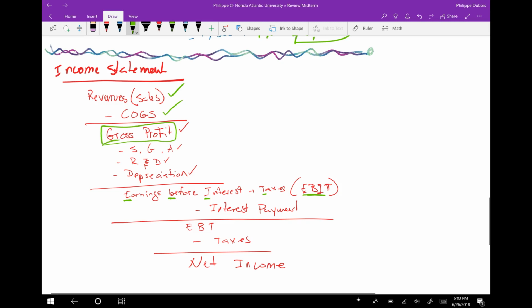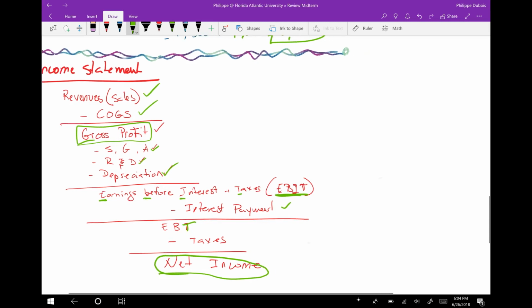Your gross profit, you back out your SG&A, your research and development, your depreciation, that will give you your earnings before interest and taxes, or your EBIT. You take out your interest payments, that will give you your earnings before taxes. You back out your taxes, and you're left with your net income.